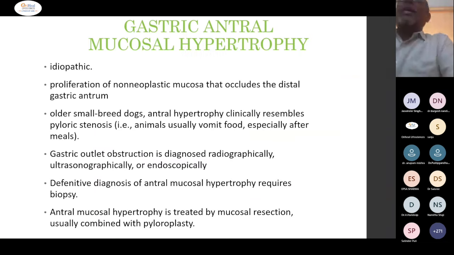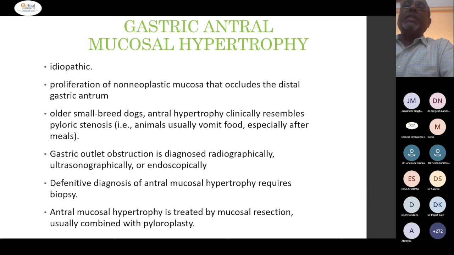Gastric antral mucosal hypertrophy is another problem where, in the body and before the pylorus, the mucosa is hypertrophied. Most often it is idiopathic. Proliferation of non-neoplastic mucosa is the main thing which causes this mucosal hypertrophy. It's seen in small breeds of dogs, almost similar to pyloric stenosis. Animals usually vomit food, especially after meals.